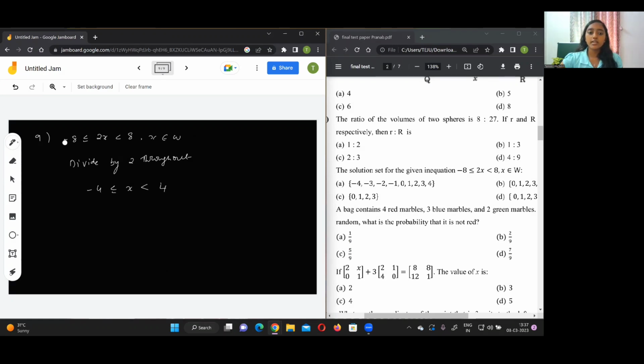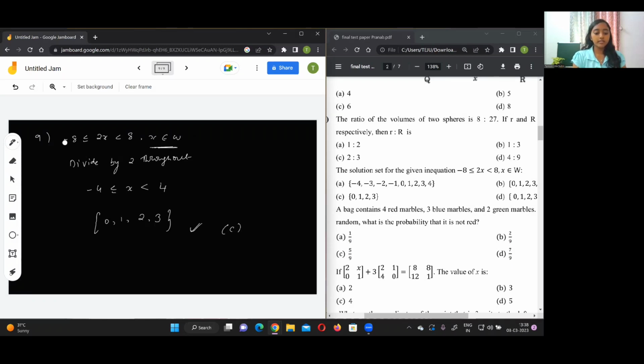Since it's given that x belongs to W, what you will get in your set will be 0, 1, 2, 3. A lot of people make mistakes here because it's written less than 4 and not less than or equal to 4. So therefore 4 is not included. So the answer will be this, which is option C again.